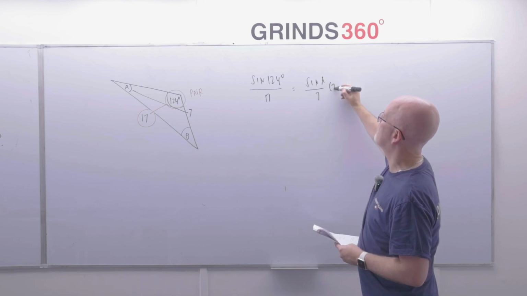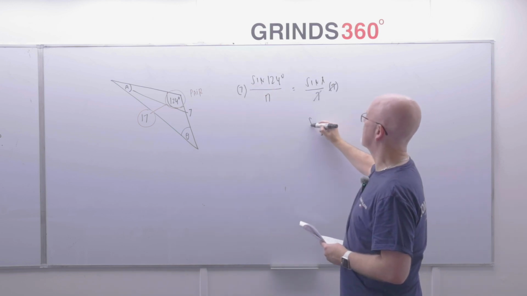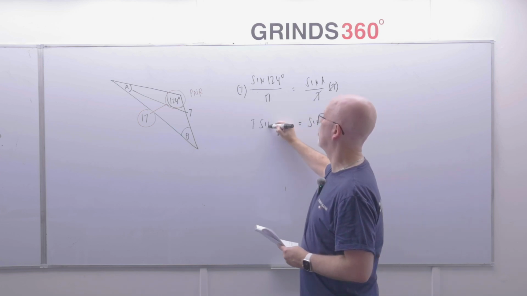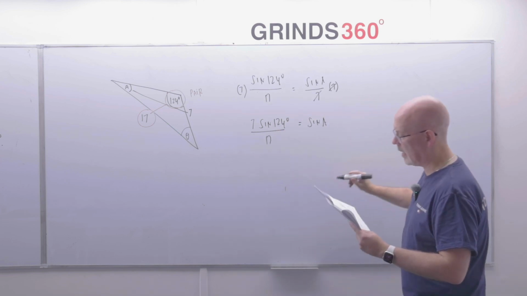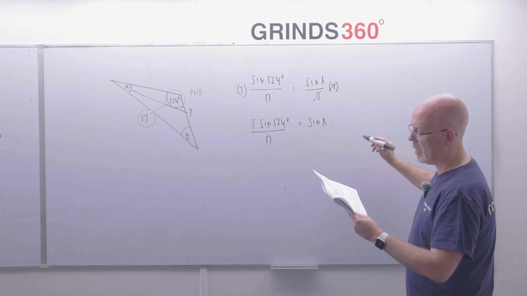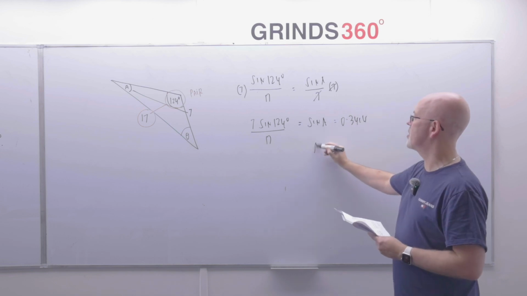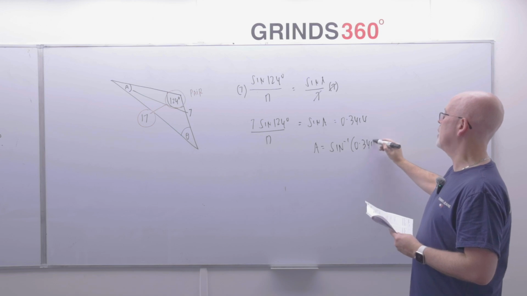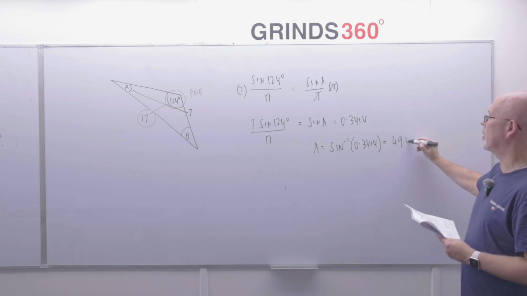We'll multiply both sides by 7 to remove the fraction. So I get that sine A is 7 times sine 124 over 17. If I put that into my calculator, that comes out at about 0.3414. Then take the inverse sine of your answer to get A. A is the inverse sine of 0.3414, using the entire number, and that comes out about 49.4 degrees, right?